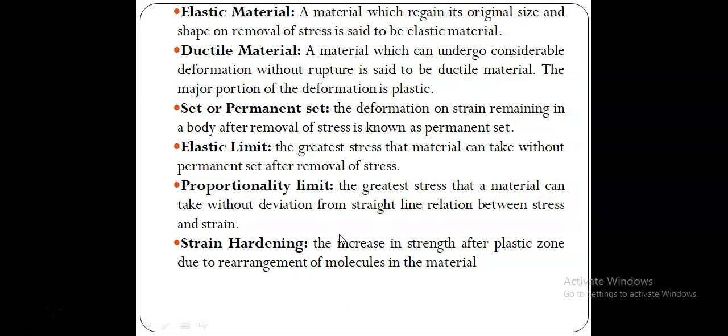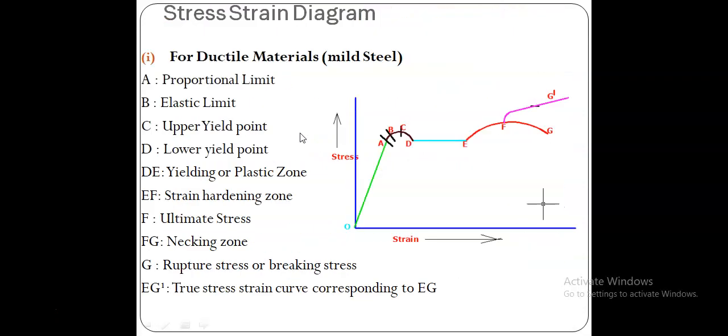Next, elastic material. What is an elastic material? A material which regains its original size and shape on removal of stress is said to be an elastic material. When you see this curve, this green range, that is O to A or O to B, these are all the elastic range. Once we remove the load up to B, what happens? The strain becomes 0. There will not be any yielding or any permanent strain. Because these are all within the elastic limit, that is called elastic stress.